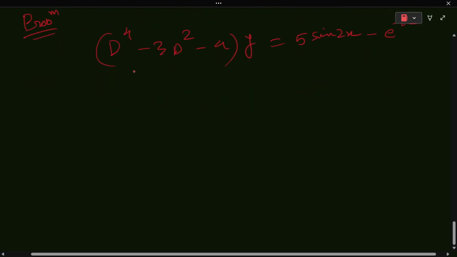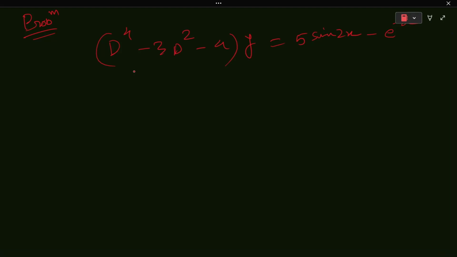So the CF part is quite common. Let's try to write the auxiliary equation. Auxiliary equation: m to the power 4 minus 3m square minus 4 is equal to 0. For solving the complementary function, there is some writing needed. I need to mention that please write these things in your exam, otherwise it will deduct some marks from you.